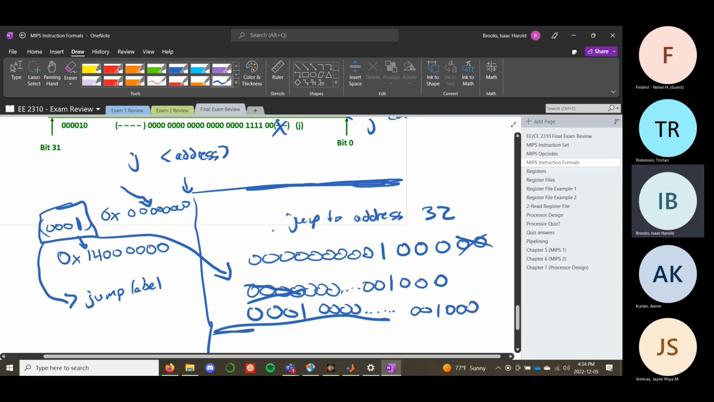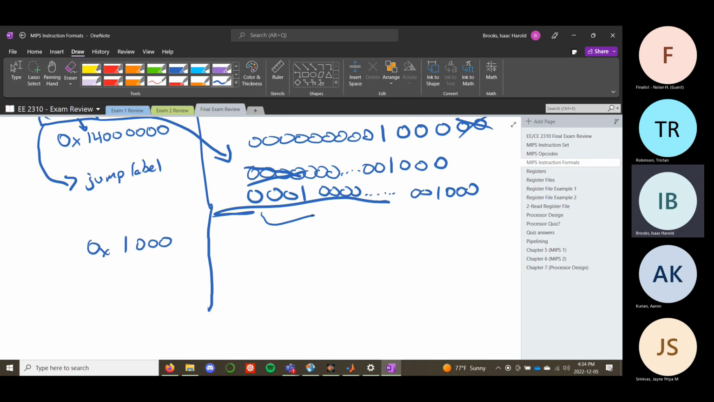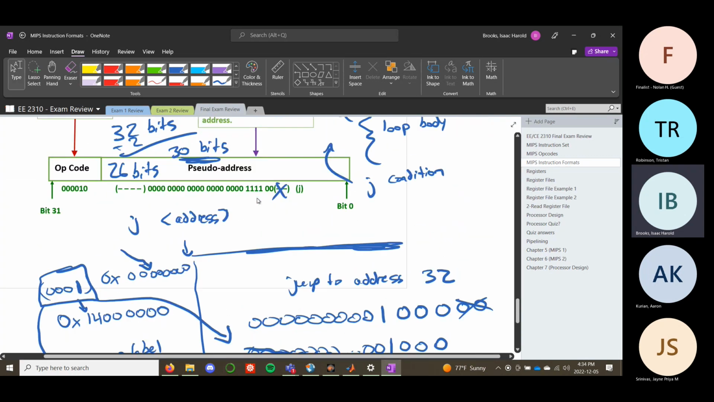So this causes a problem, because if we're at this address and we put a 32, we want to jump to address 32, what's going to get spit out is this address, which is not 32 because this bit is here. So this is another limitation of the architecture. Because we have only 26 bits to store a 32-bit address, there are some cases where you cannot jump to a certain address.